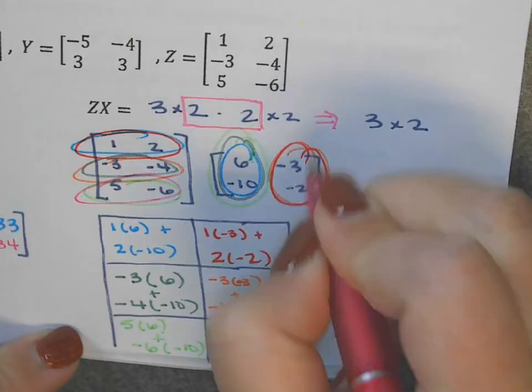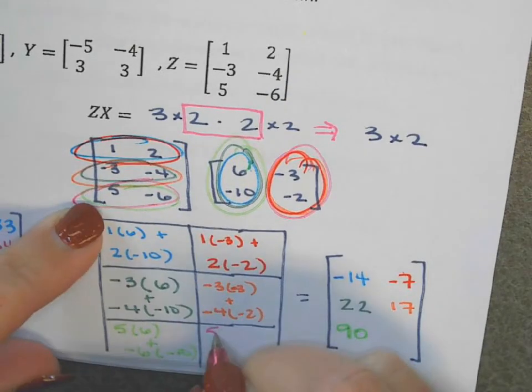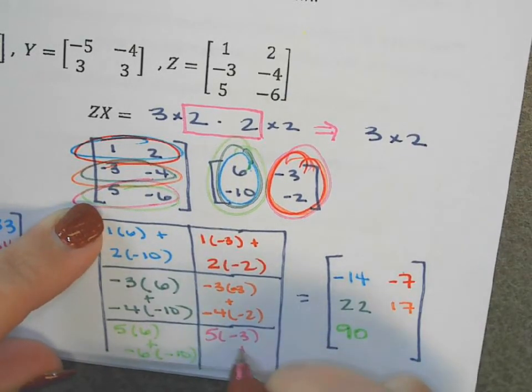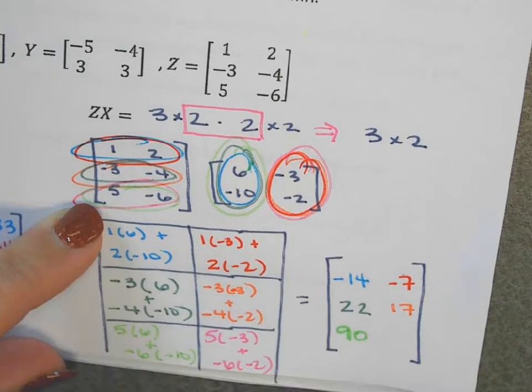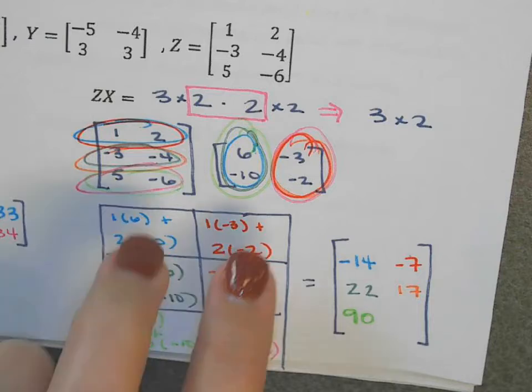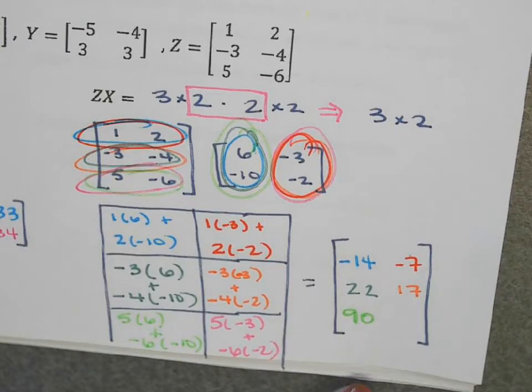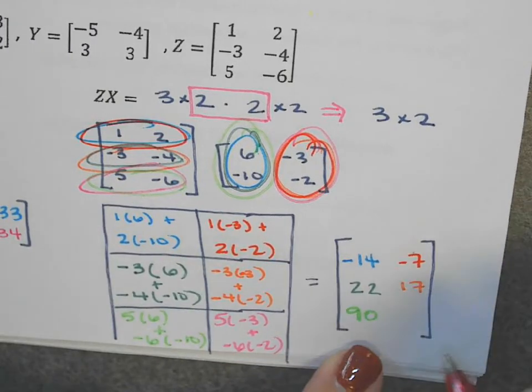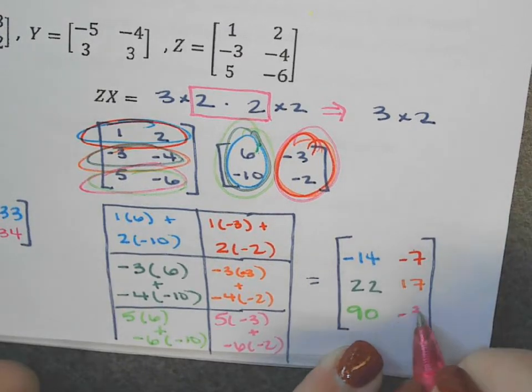Last row, last column, 5 times negative 3 plus negative 6 times negative 2. And I'm going to show you kind of a trick of your workbox. So some people do their whole workbox and then figure out this, or you can do one box at a time. It doesn't matter. So negative 15 plus 12 is negative 3.